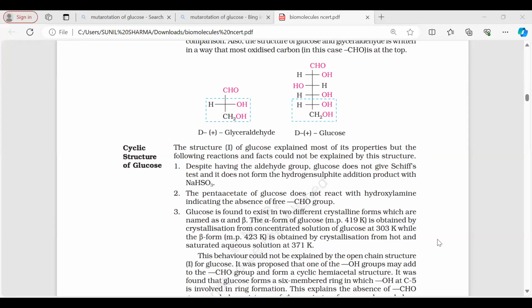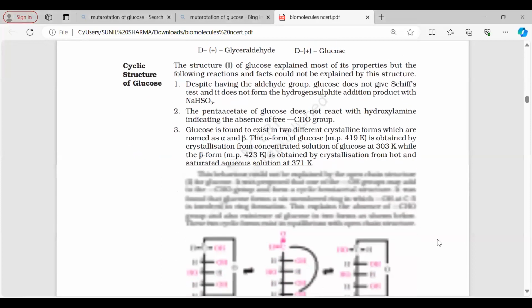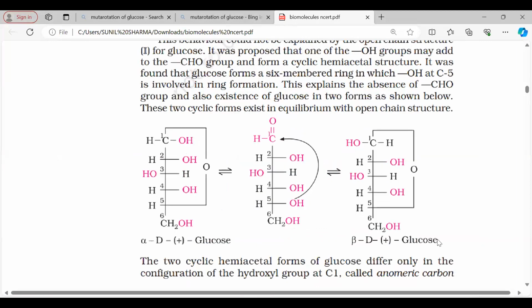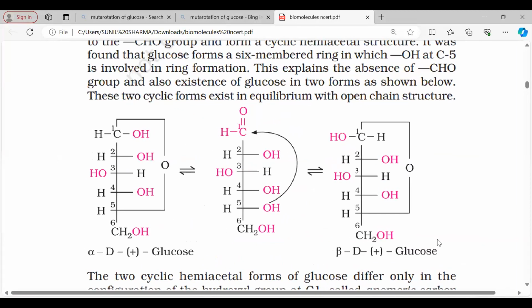Everybody sees the NCERT? Yes, sir. Look at this, this was all I was trying to explain. Have a look from here once.